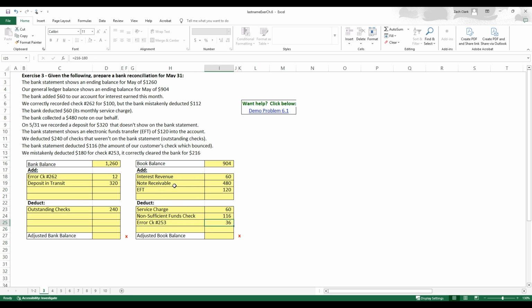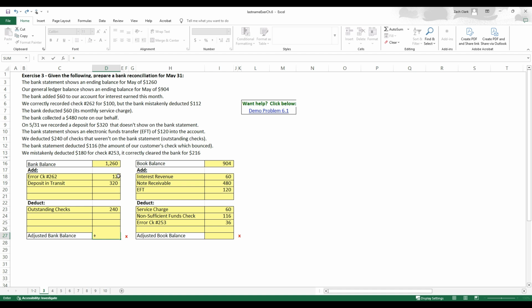So just to reiterate here what we're doing. We accidentally did a journal entry for $180. It should have been a journal entry for 216. So we need to deduct more cash, $36, add that to 180 would get us to 216 to accurately reflect what that check originally should have been written for.